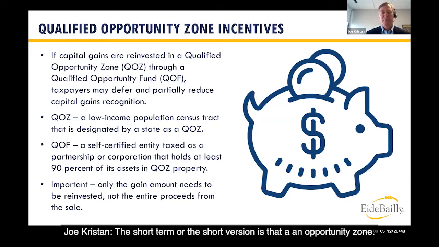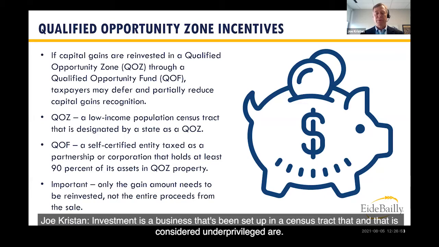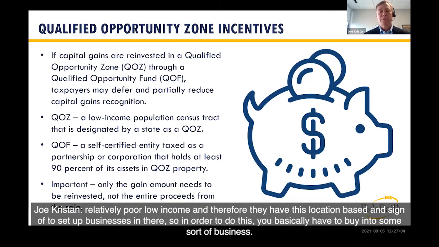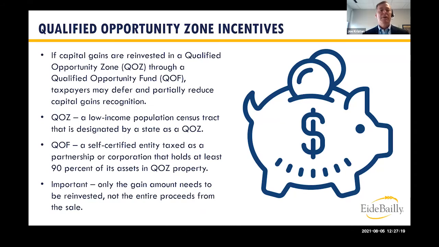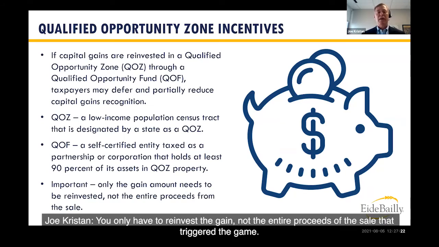The short version is that an opportunity zone investment is a business that's been set up in a census tract that is considered underprivileged or relatively poor, low income, and therefore they have this location-based incentive to set up businesses in there. So in order to do this, you basically have to buy into some sort of business. You only have to reinvest the gain, not the entire proceeds of the sale that triggered the gain.